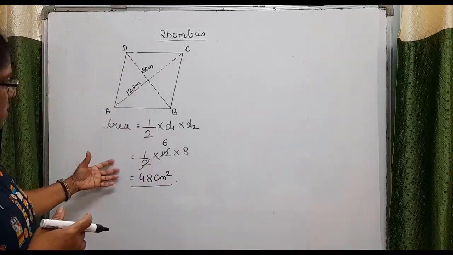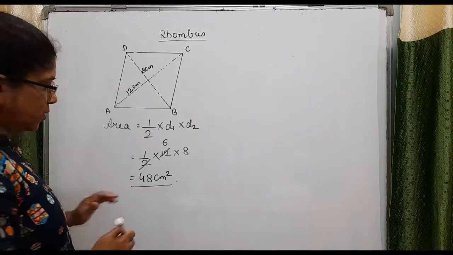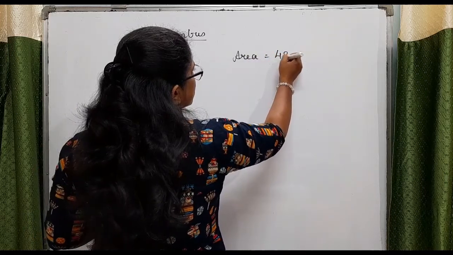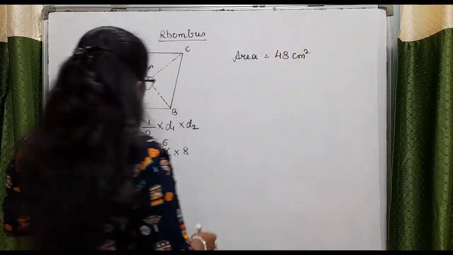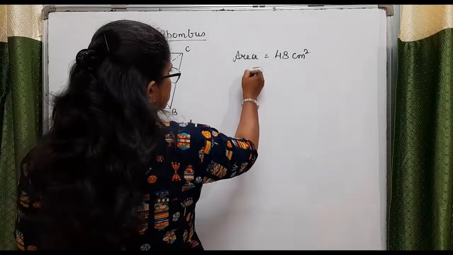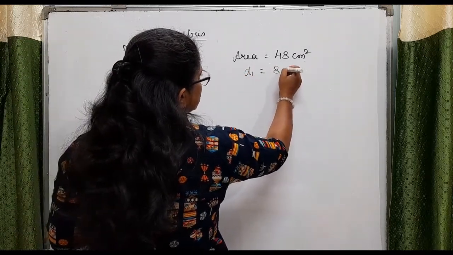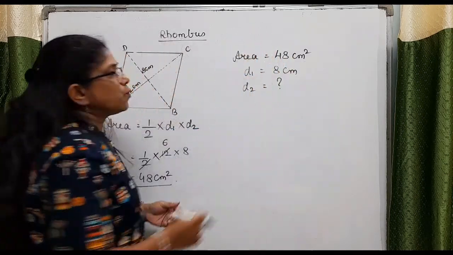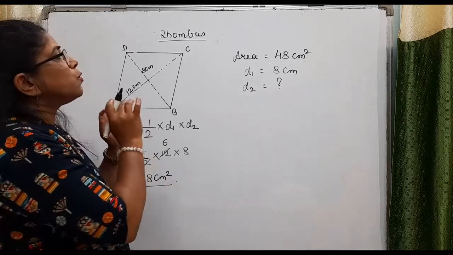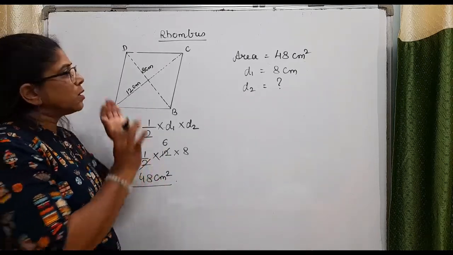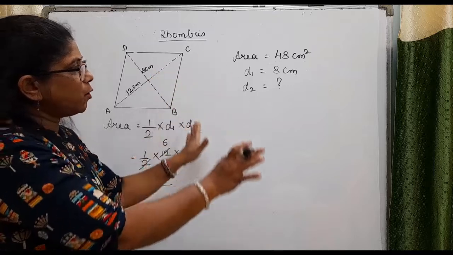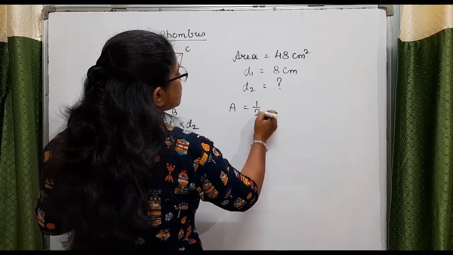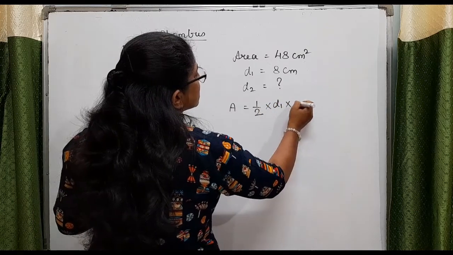Now let's check the same example. Now suppose if they give that the area of the rhombus is 48 square centimeters. Length of one diagonal is 8 centimeters. Find the length of the other diagonal. What we have to do here is, first write the formula of area of the rhombus as it is. Area is half into d1 into d2.